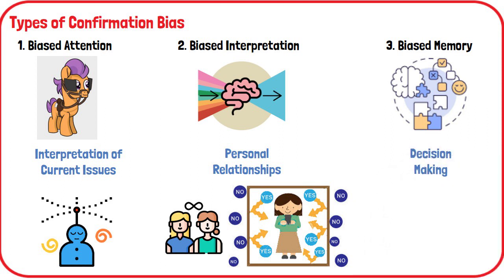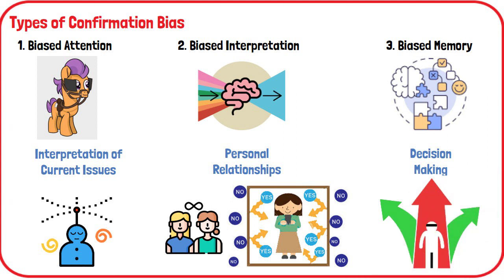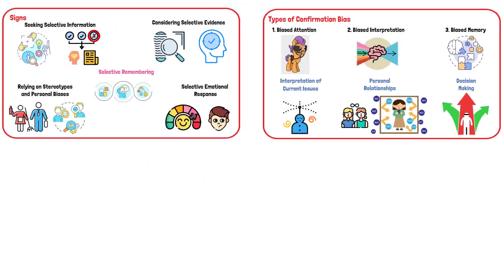Decision making. The confirmation bias can often lead to bad decision making. For example, if we are convinced that a particular investment is good, we may ignore warning signs that it might not be. Or, if we are set on getting a job with a particular company, we may not consider other opportunities that may be better suited for us.